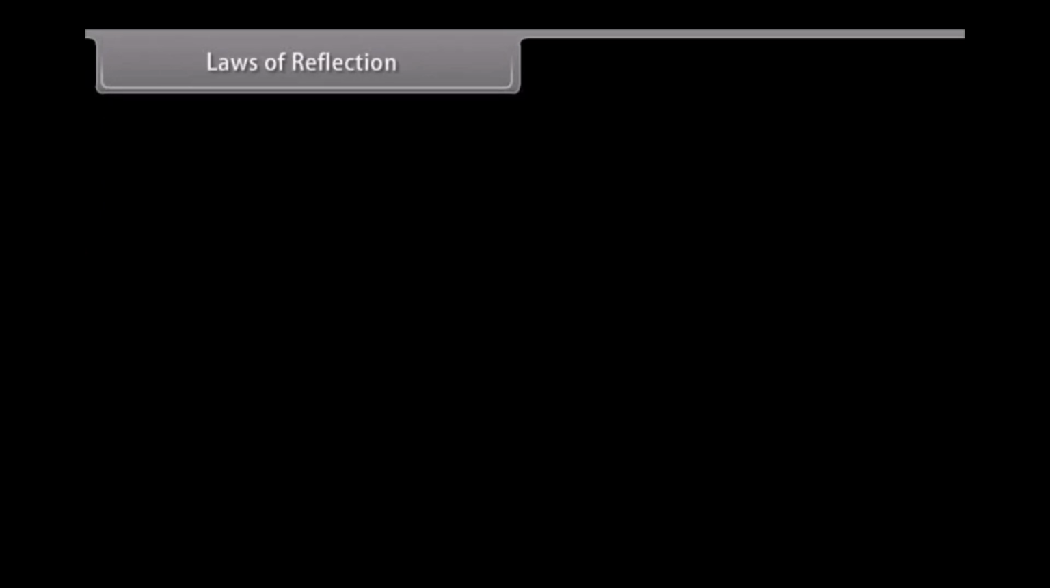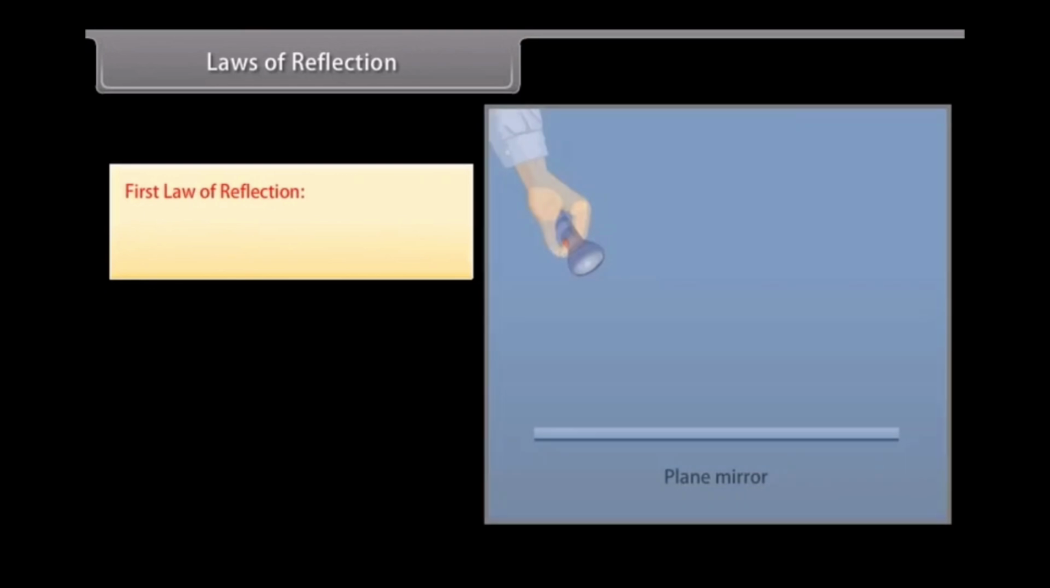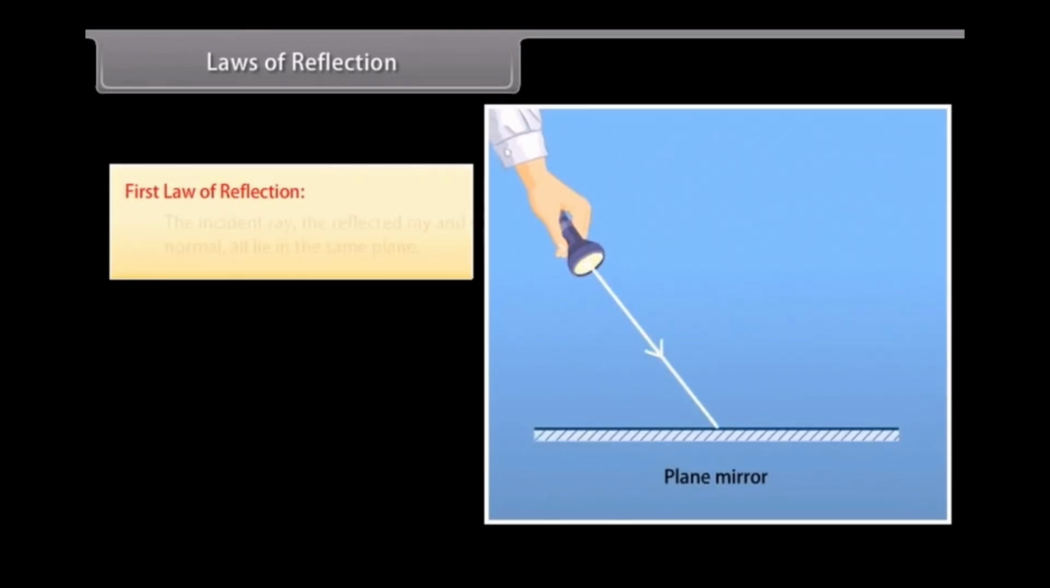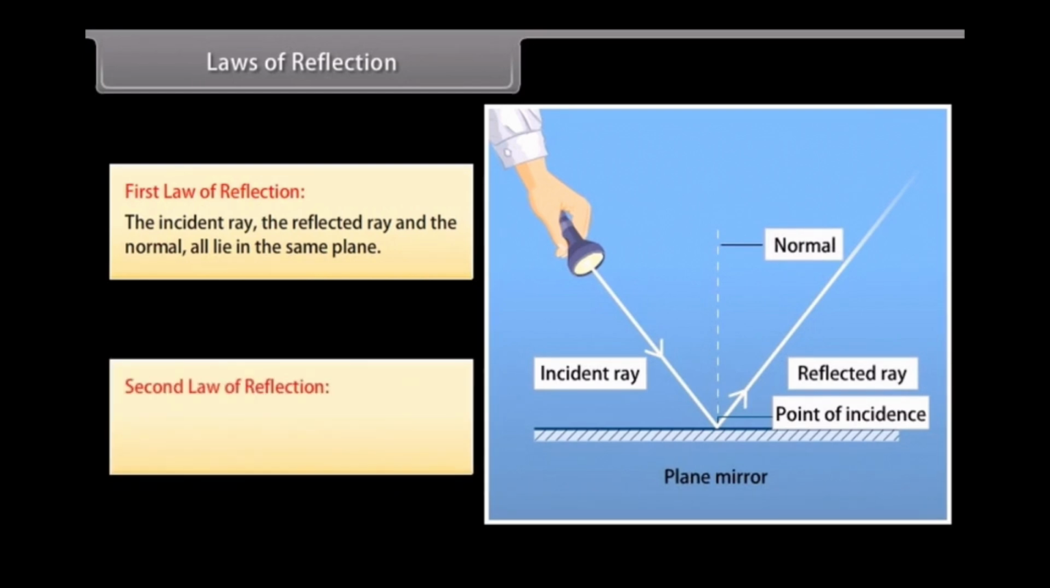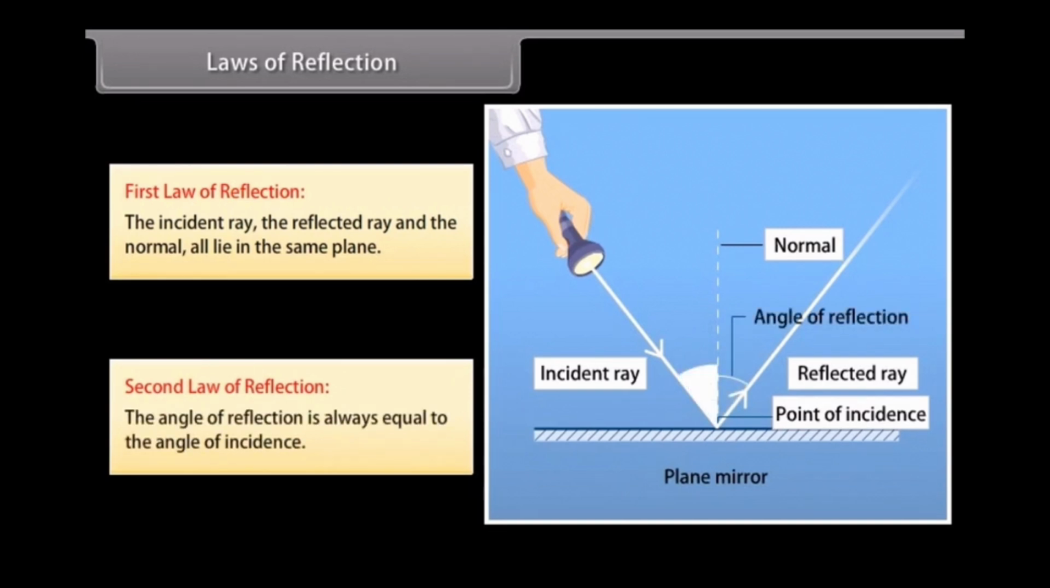Laws of reflection. First law of reflection. The incident ray, the reflected ray, and the normal all lie in the same plane. Second law of reflection. The angle of reflection is always equal to the angle of incidence.